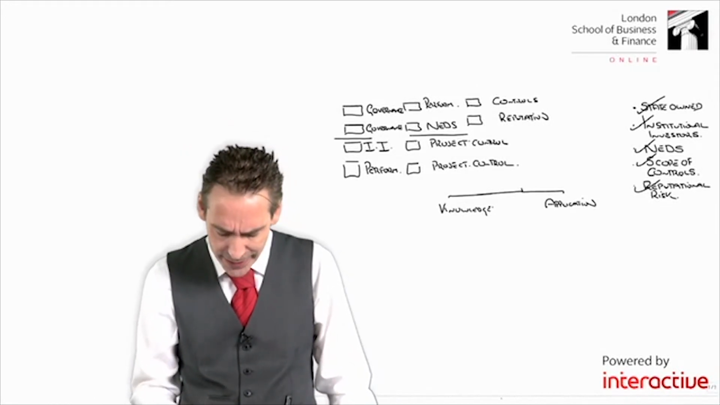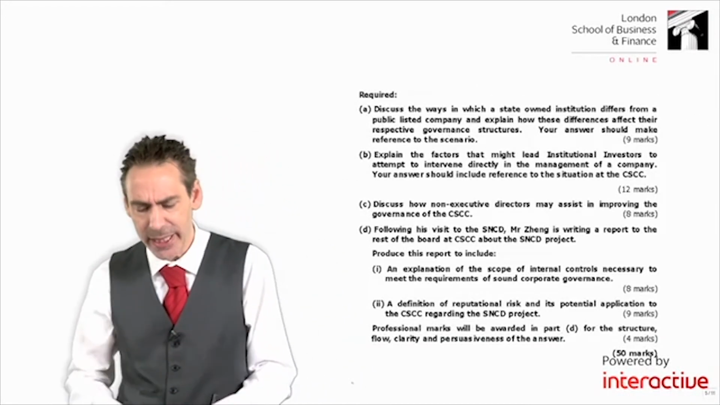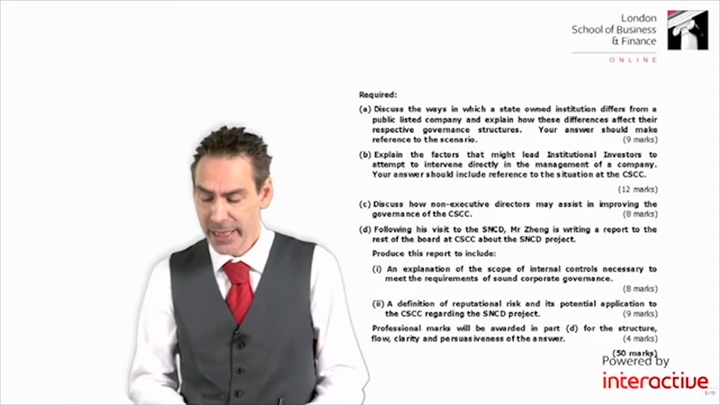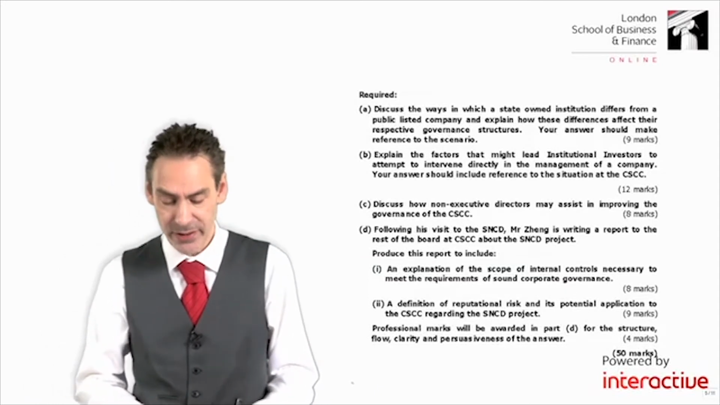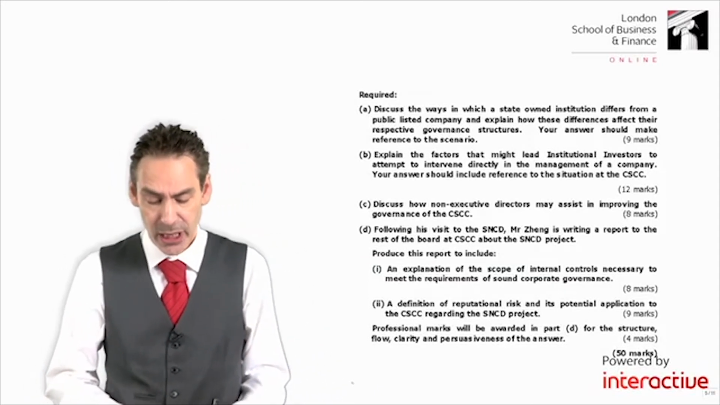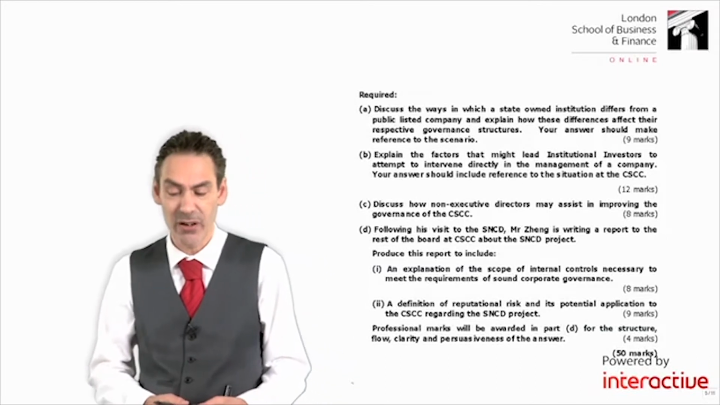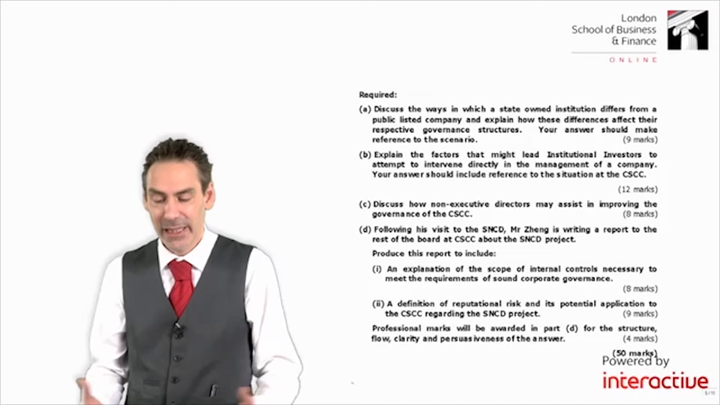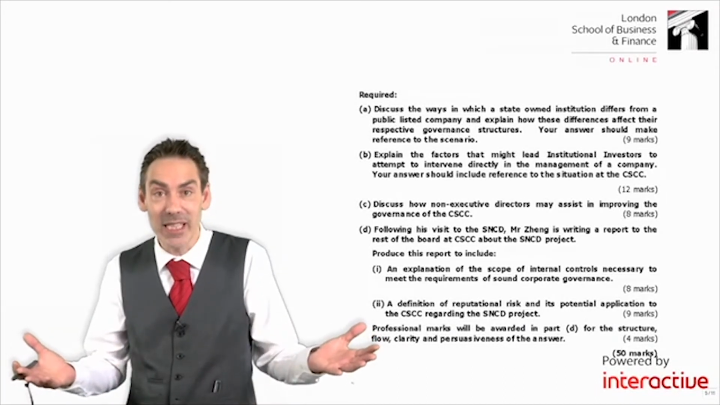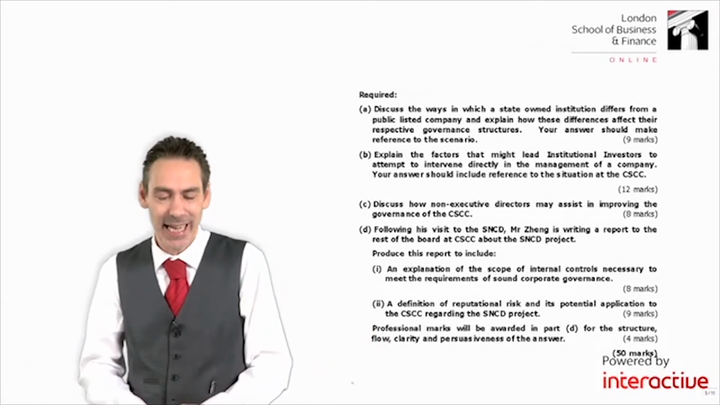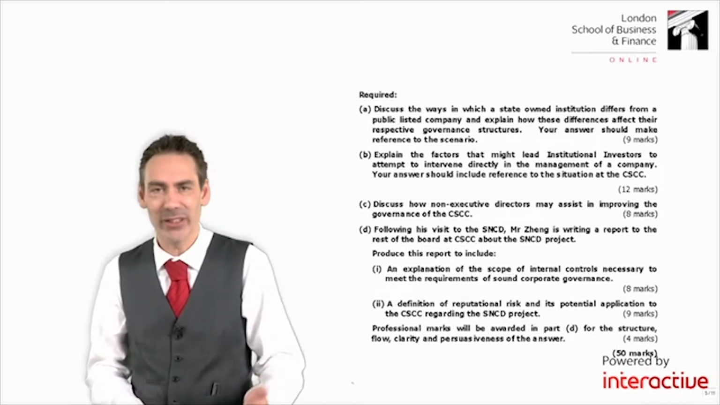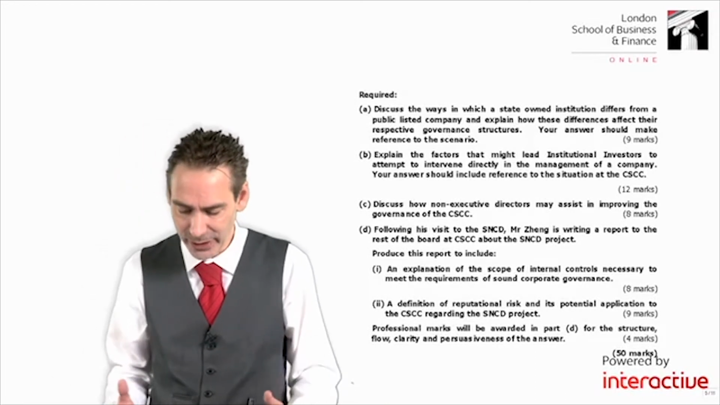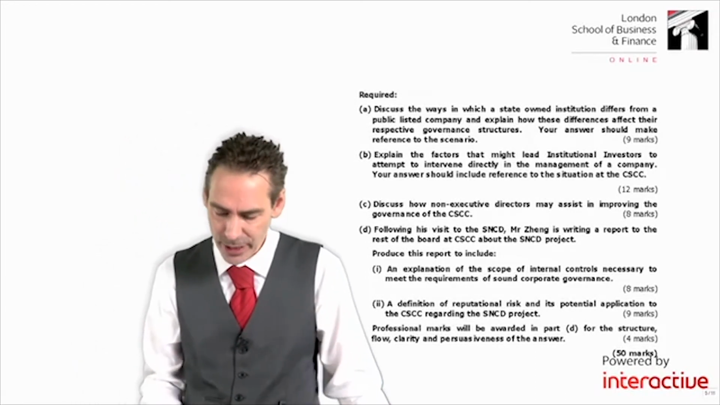So as far as part A is concerned, what it asks us there: discuss the ways in which a state-owned institution differs from a public listed company and explain how these differences affect their respective governance structures. Your answer should make reference to the scenario. I put in should make reference to the scenario because obviously that's what needs to be done, but in the exam I think that the examiner may or may not include a statement like that, because he would assume that every case study element you are trying to bring in the scenario as much as possible.